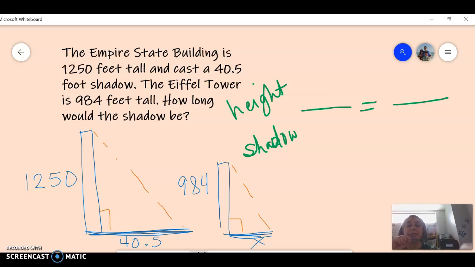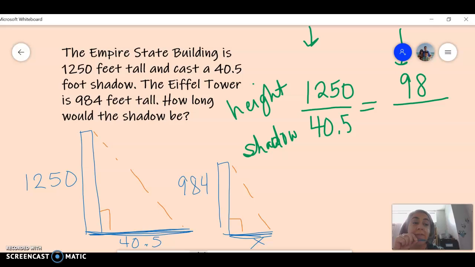For the first building, I know that its height is 1,250, and I know its shadow is 40 and 5/10. For the second building, I know that it is 984 feet tall, that's its height, and I really don't know what its shadow is. So right there is going to be my X. The next step in this problem is to solve it.